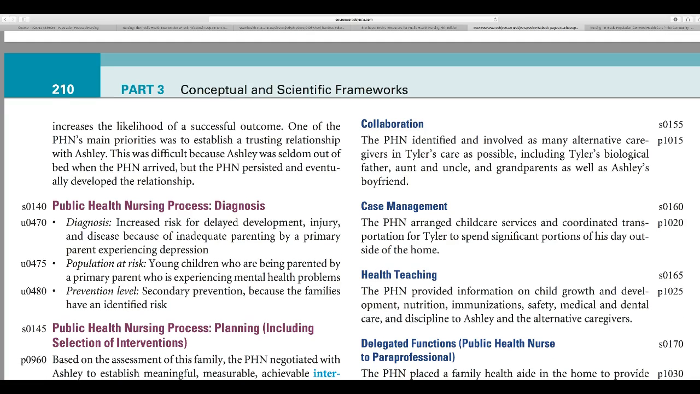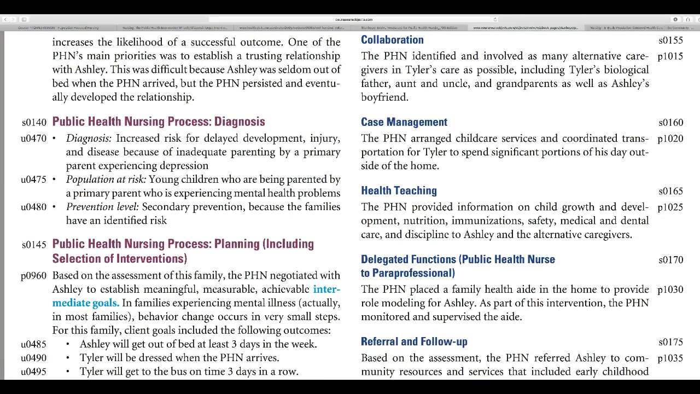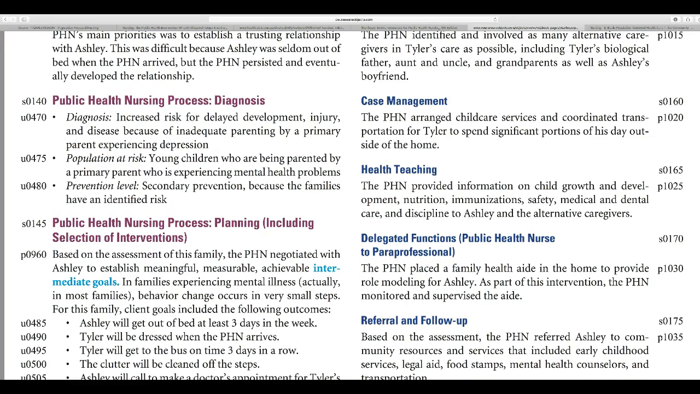The public health nurse identified and involved as many alternative caregivers in Tyler's care as possible. So biological father, aunt, uncle, so there's collaboration. Case management: arranged child services and coordinated transportation so he can get out of the house. Health teaching: information on child growth and development, nutrition, immunization, safety, medical and dental care. Delegated functions: the public health nurse placed a family health aide, delegating to the paraprofessional to provide role modeling for Ashley.